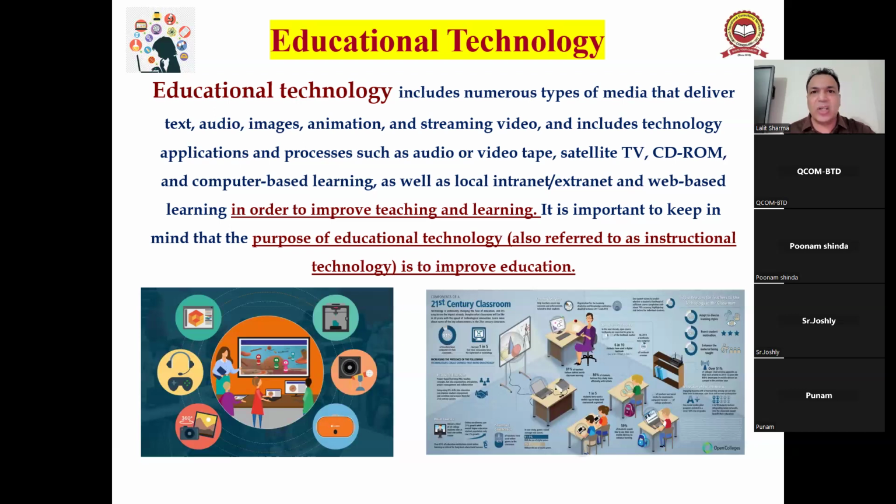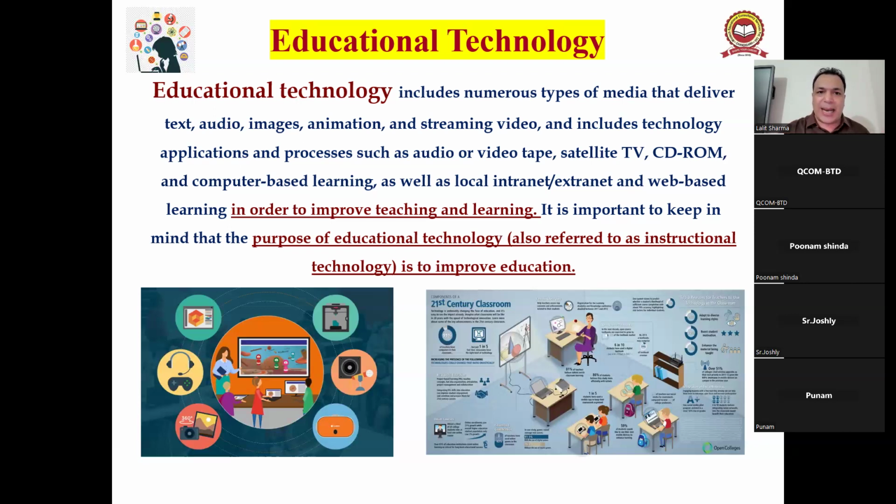extranet, and web-based learning. Look, underline. Now I have underlined the main important point. You should have a copy and pen. You can also underline it, guys. Then you can understand it. By only watching the whole video, you can't understand. The main thing is you should have a copy and pen. Take your copy and pen and underline the same. I have underlined that. So all these technologies we have to use in order to improve teaching and learning.